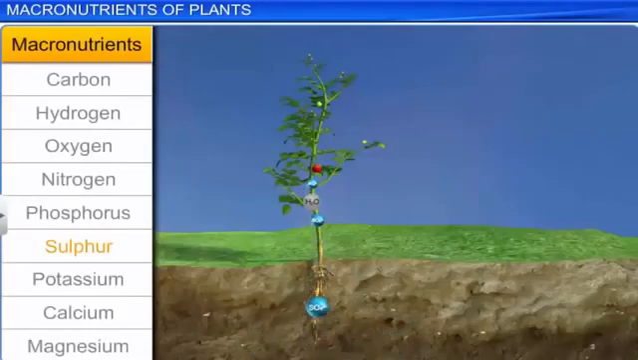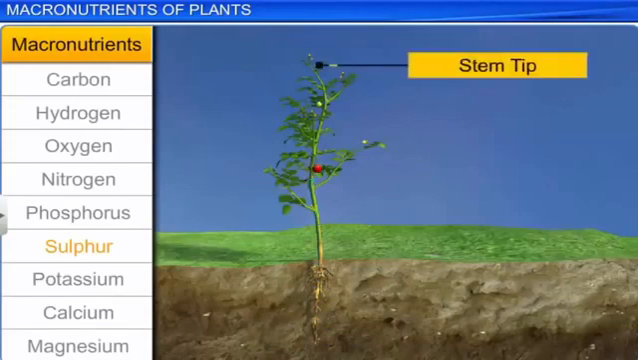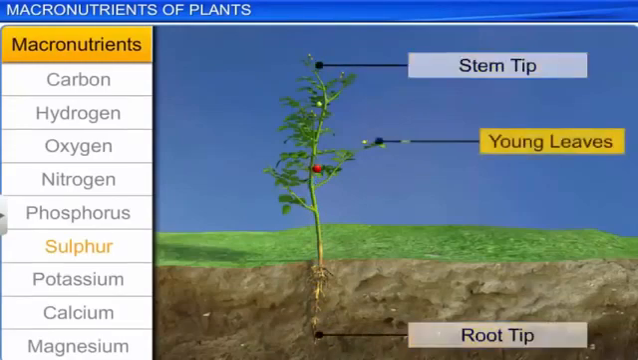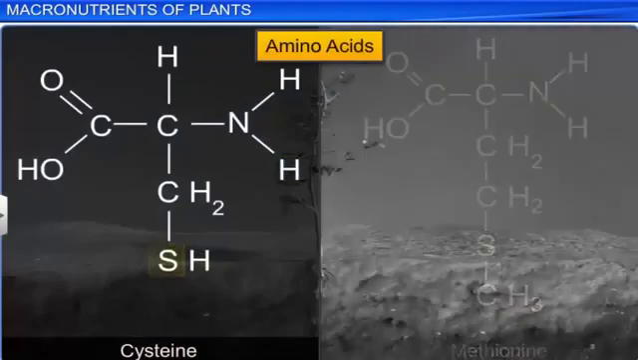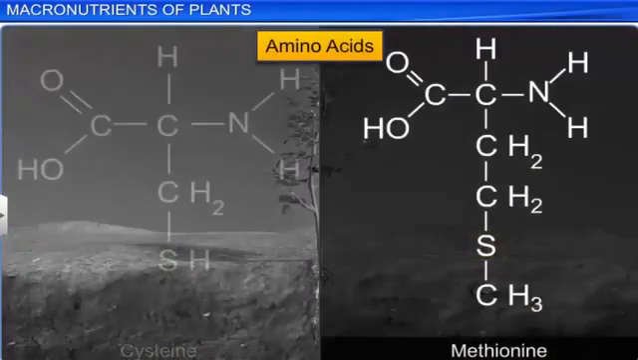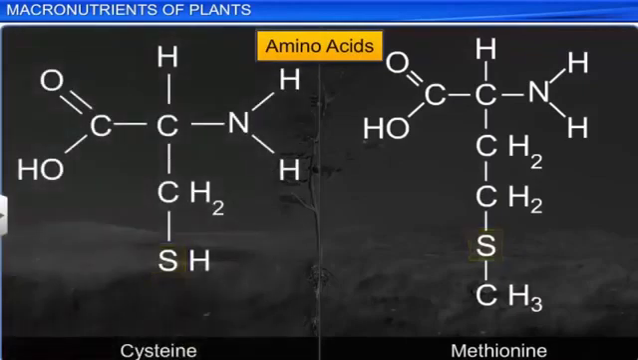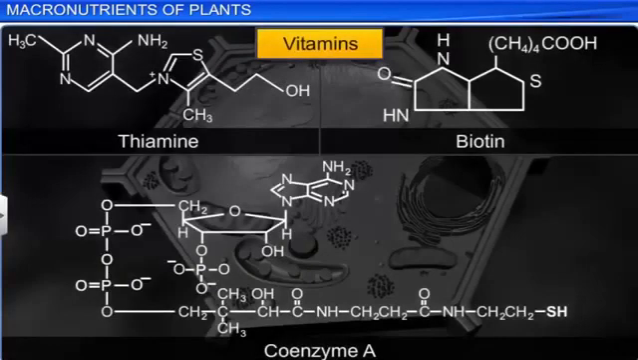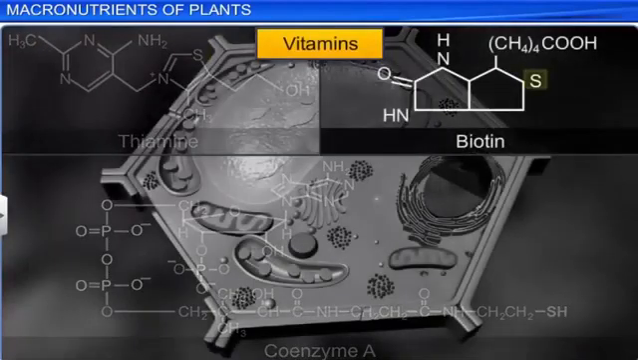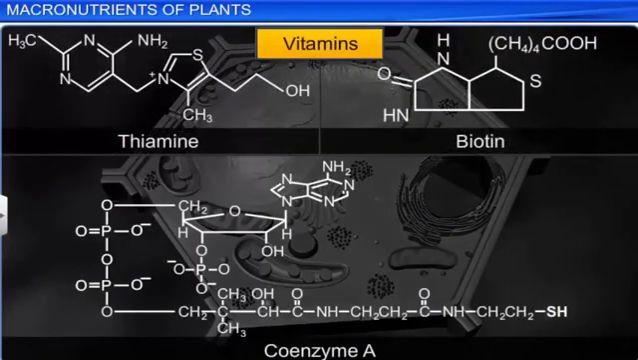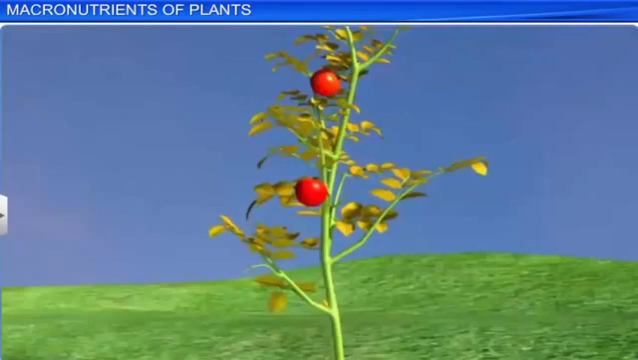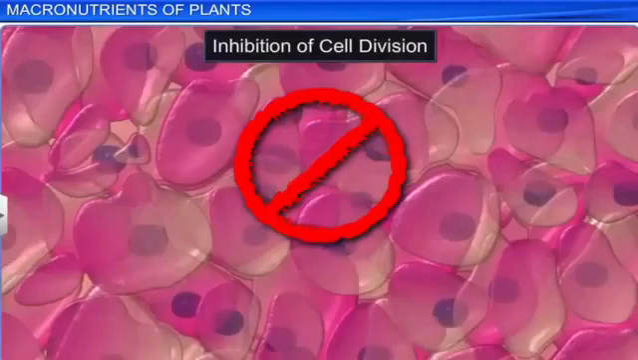Plants obtain sulfur from the soil. Growing parts like stem tips, root tips, and young leaves require sulfur. It is a constituent of amino acids like cysteine and methionine, making it an important part of proteins. Vitamins like thiamine, biotin, and coenzyme A also have sulfur. Sulfur deficiency leads to symptoms like chlorosis and inhibition of cell division.